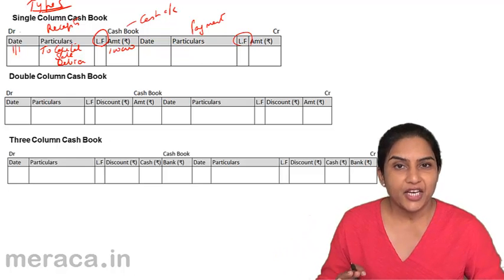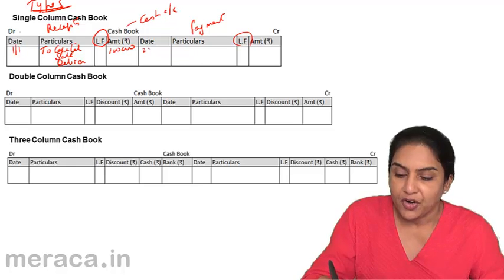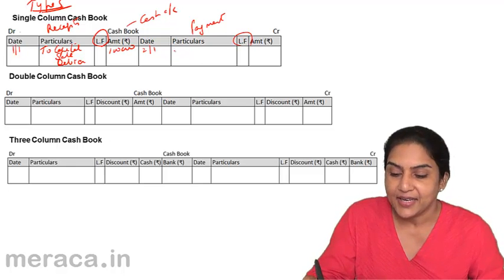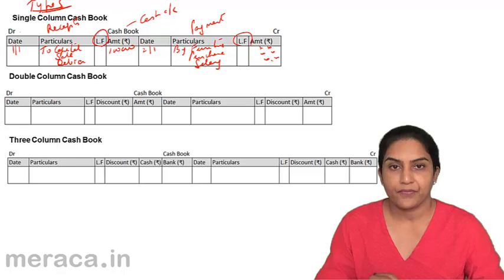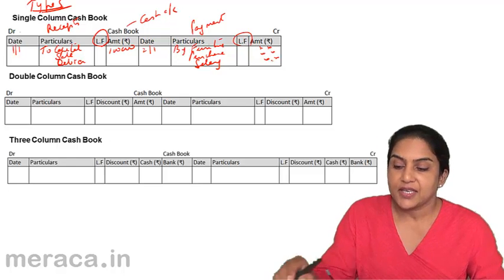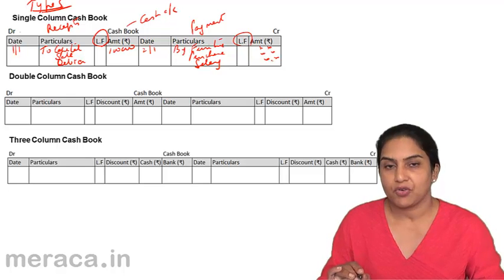Similarly, whenever cash payments are made, we record it on the credit side. Say for furniture, say for purchases, say for payment of salary, we put some amounts here. This is a cash account. This is a cash account.